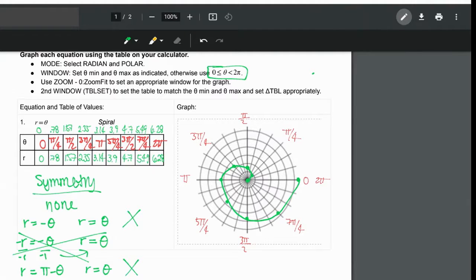And you could also double check the fourth type of symmetry, where we substitute in negative r instead of r, and that's equal to theta. If we solve for r, we have r equals negative theta. Is that equivalent to r equals theta? We've already determined from our first test that that is not going to yield an equivalent equation. And so therefore, as we suspected, there's no symmetry for this spiral.